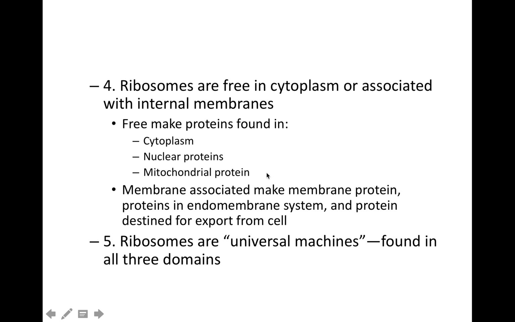Okay, ribosomes, they can be found free in the cytoplasm, or they can be bound to, like, the ER. So free ribosomes are usually found in cytoplasm, nuclear proteins, or even mitochondrial proteins. Okay, and then also ribosomes are universal machines. They're found in all three domains. They just have a slightly different size between eukaryotic organisms and prokaryotic organisms, as well as archaea.